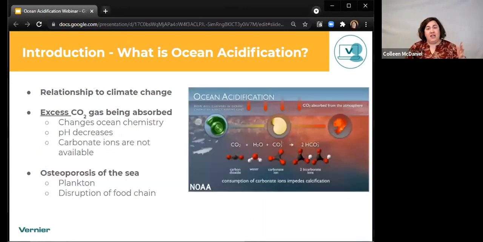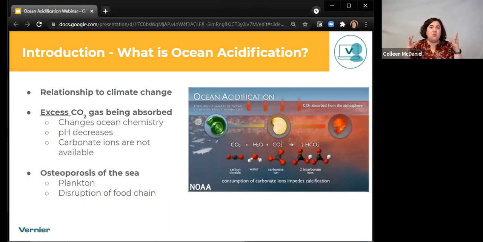Now, the problem is when we think about things in relationship to climate change. Our climates are changing due to the increase of carbon dioxide in the atmosphere. And what we want to make sure we're referring to is this excess amount of carbon dioxide. It's not the normal amount that gets absorbed into the ocean. We're talking about more than normal. And because more carbon dioxide gas is being absorbed into the ocean, this is having a big effect on ocean chemistry. What we're seeing is that the pH of the ocean has started to decrease.